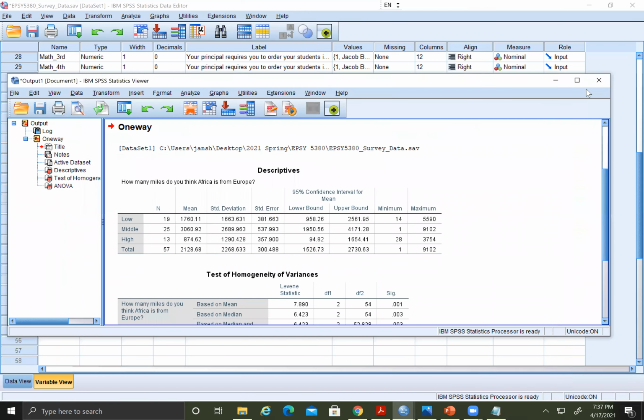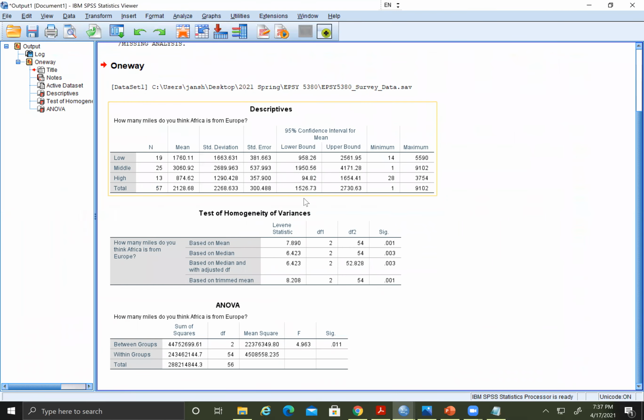Okay, so let's see what we have here. Now we have descriptive statistics. This tells us what we have here. And see, we have 19 responses in low, 25 in middle, and 13 in high. And we have a total of 57 valid responses. Okay, and these tell you the descriptives for these three different groups.